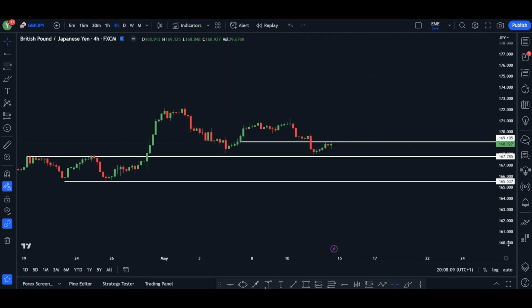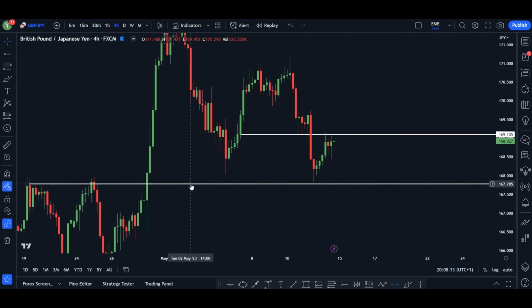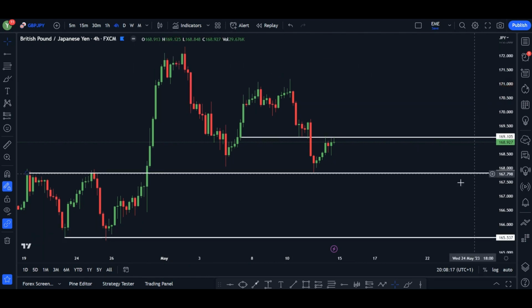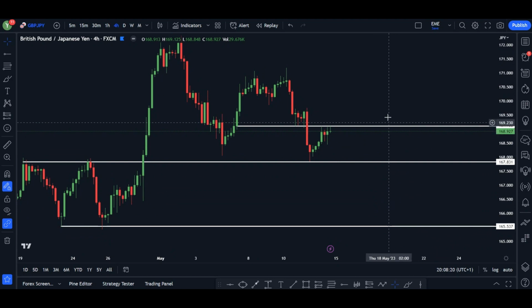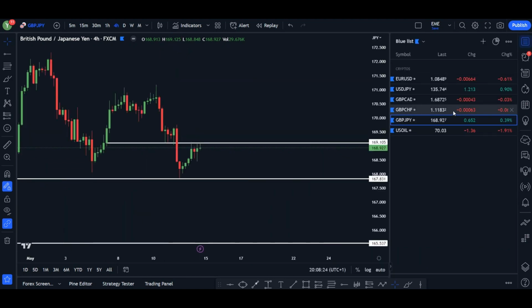So I'll be looking at this level as my take profit for an intermediate move, more like a day trading move, and the level below depending on how the momentum kicks into the market. So GBP JPY potential sells on this.